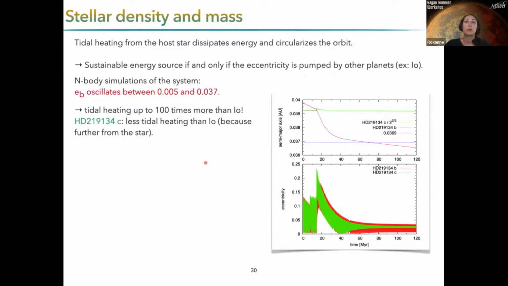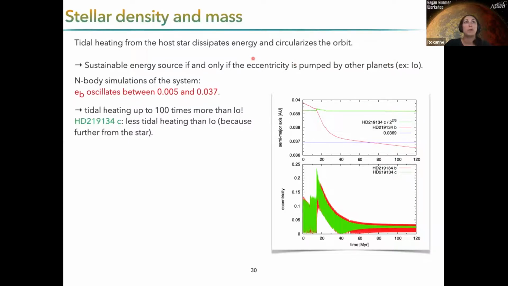What could lead to such a melting of the mantle is tidal heating from the star. Tidal heat dissipates energy and circularizes the orbit. So that's what is admitted. But this energy source is possible only if the eccentricity is bumped by another planet. And this is actually the case of Io in our solar system.